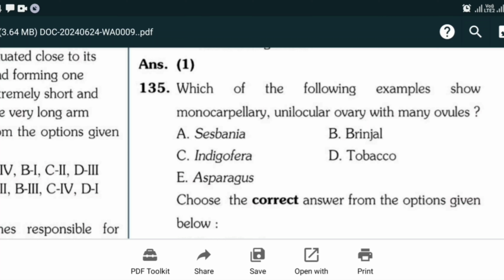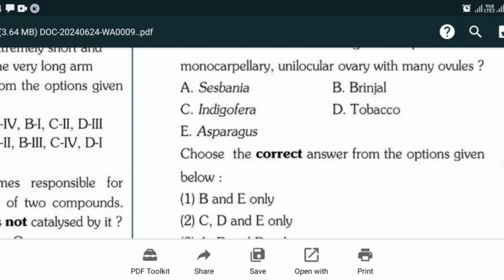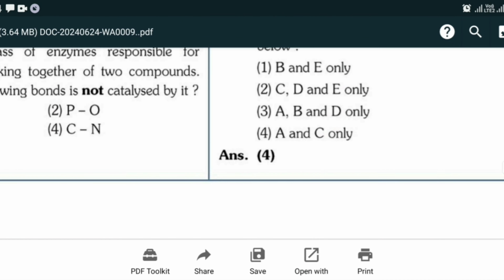Sesbania is an example of Fabaceae, so that is correct. Brinjal does not contain monocarpellary, it is bicarpellary. Then Indigofera, yes, Indigofera belongs to Fabaceae. Then tobacco belongs to Solanaceae, which contains bicarpellary. Then Asparagus belongs to Liliaceae, it contains 3 carpels, that is tricarpellary. So the answer will be Sesbania and Indigofera, A and C. So the answer will be the 4th option.